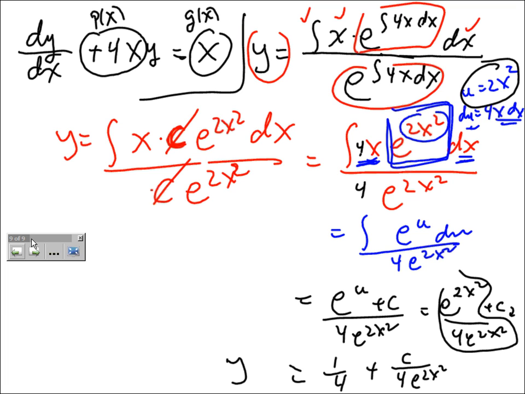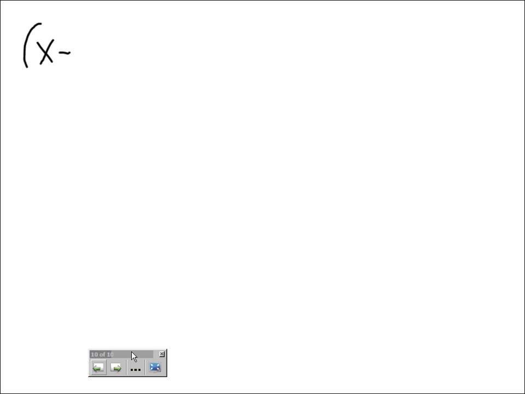Now, if you like, you can say that c over 4 is just another constant. So here is one answer, or one way of writing the answer. Let's try another one. We learn by examples.